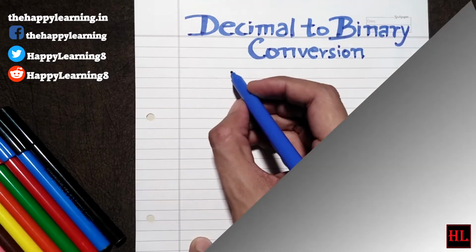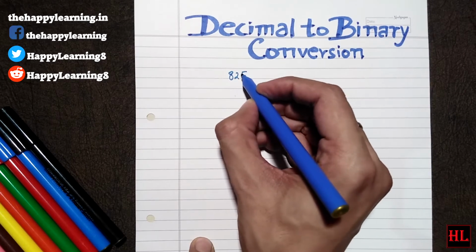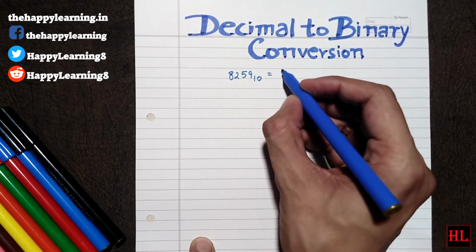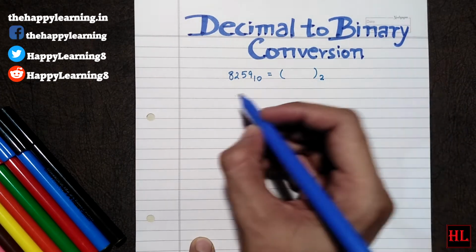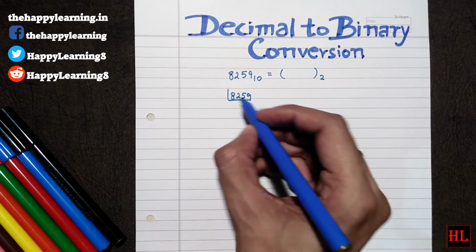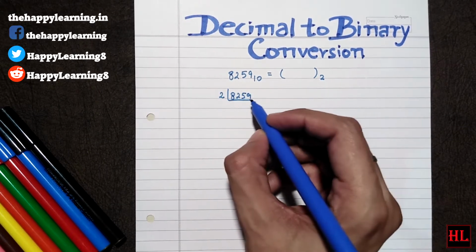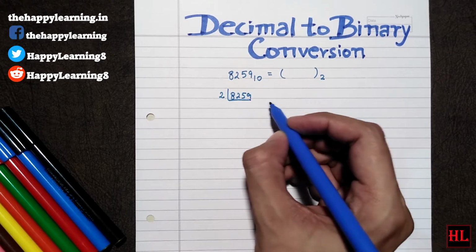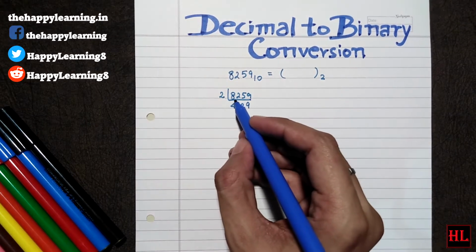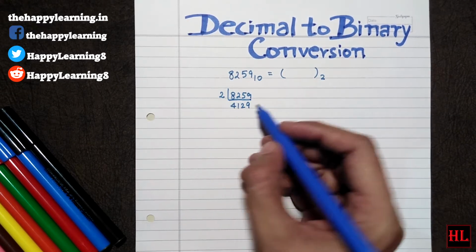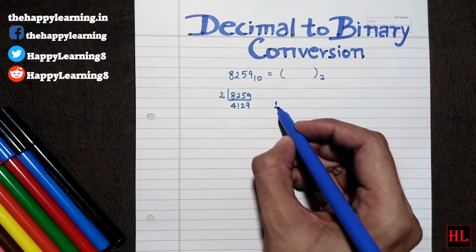Let's get started. So we have the number 8259, which is a decimal number, and we need to find its binary equivalent. So what we'll do is divide 8259 by 2 and save the quotient here, and every time we'll save the remainder. On dividing 8259 by 2, we have quotient 4129 and the remainder will be 1.